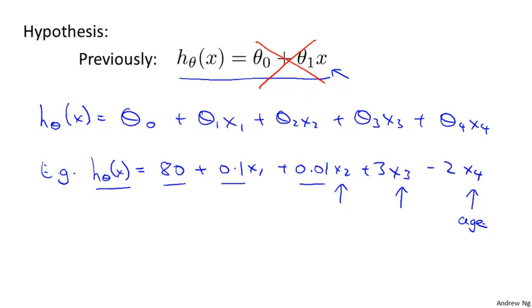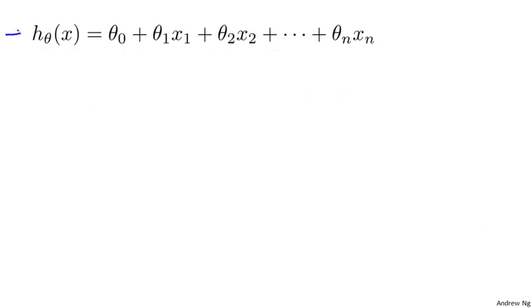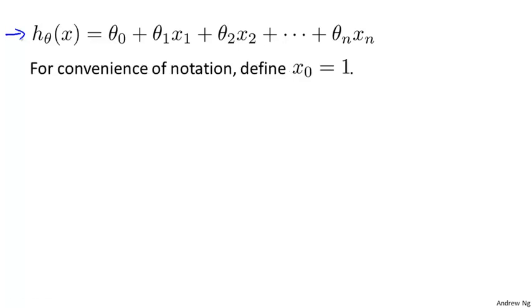Here's the form of our hypothesis rewritten on this slide, and what I'm going to do is introduce a little bit of notation to simplify this equation. For convenience of notation, let me define x subscript 0 to be equal to 1. Concretely, this means that for every example I have a feature vector x superscript i, and x superscript i subscript 0 is going to be equal to 1. You can think of this as defining an additional zeroth feature.